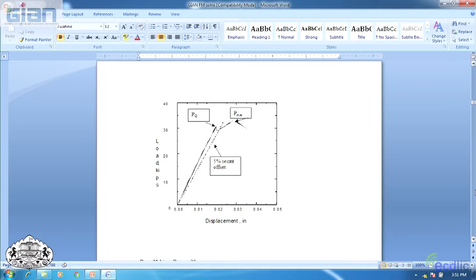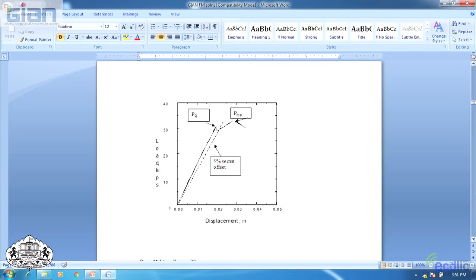So the maximum peak is taken as the PQ, because PQ is the highest load up to and including the intersection of the 5% secant. So again, original slope here, 5% secant, the dashed line, PQ, and then absolute maximum load is Pmax.